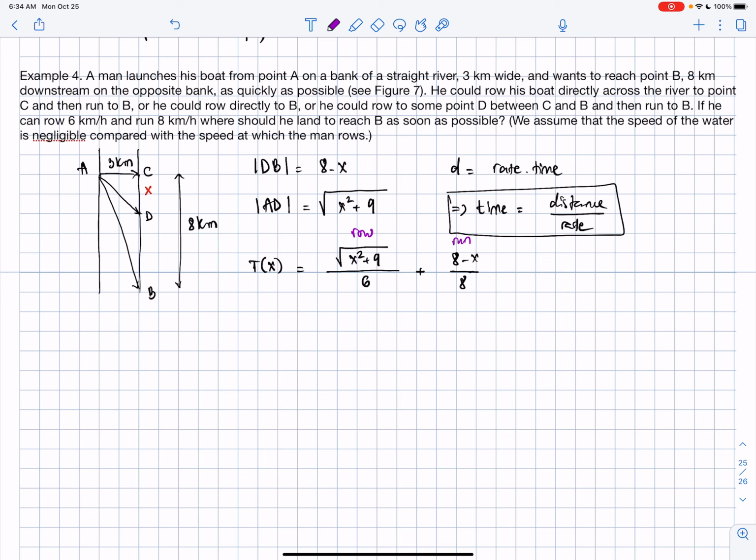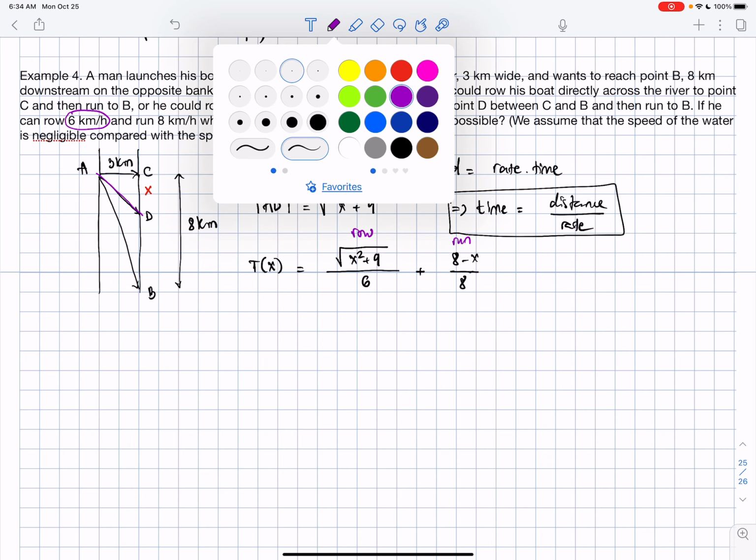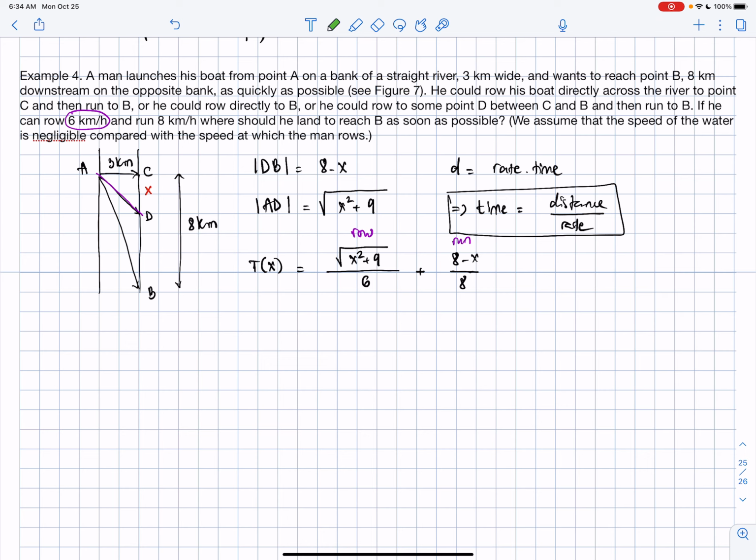Okay, so the row is from A to D, which is right here, and we have AD as the square root of x squared plus 9, divided by the rate they give us in the problem, which is 6. And then we have the run time, from D to B, 8 minus x, divided by the rate, which is 8 kilometers per hour. We notice that the smallest value of x is 0, and the biggest value is 8.